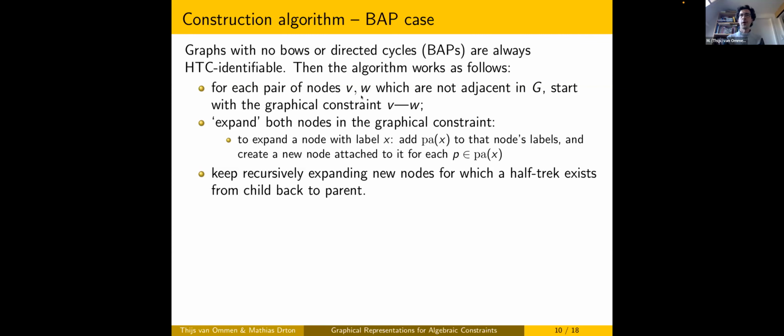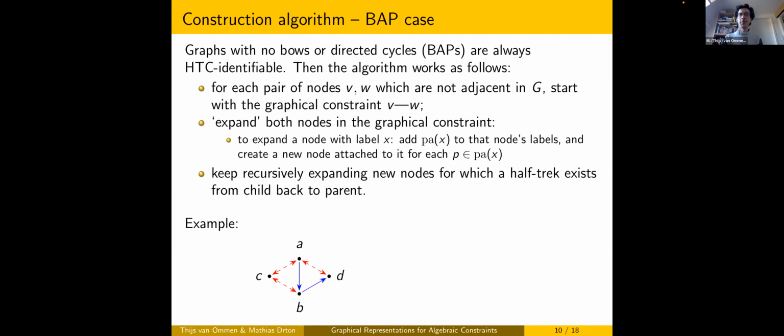We'll look at all the pairs of variables that aren't adjacent. And for each of those, we'll start to form a graphical constraint by this very simple two-node constraint of the two non-adjacent variables. And after that, for each of those graphical constraints we're constructing, we will expand both nodes, which basically means that we're growing them into trees. So this expansion operation means that we add some more labels into this node, and also we add some new nodes that sprout off a node like this. And finally, this operation may be performed recursively. So let me clarify that by an example.